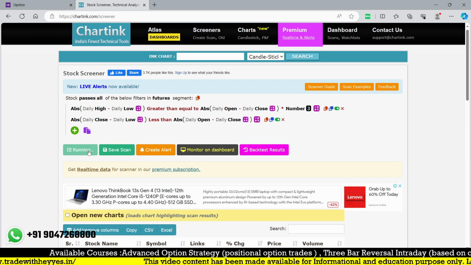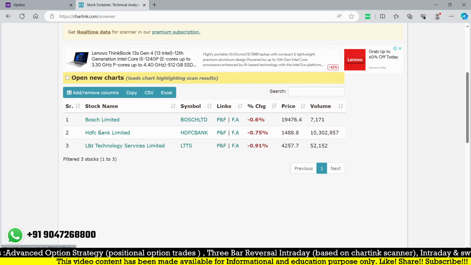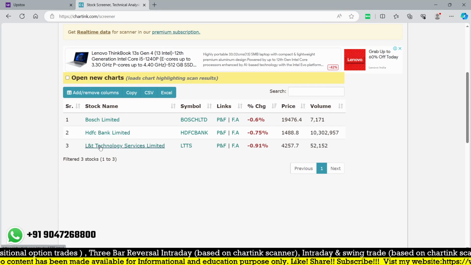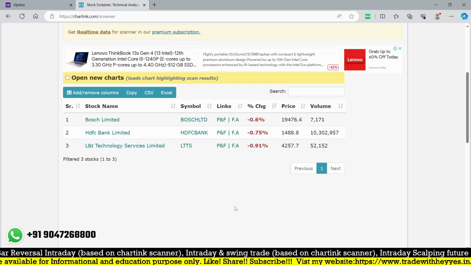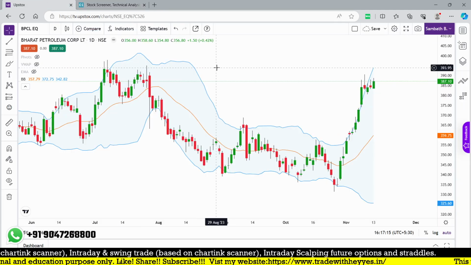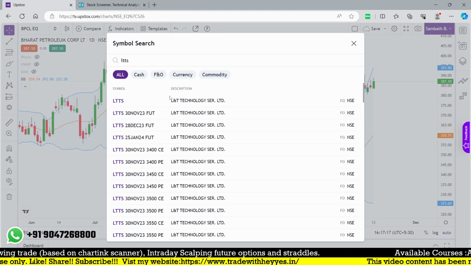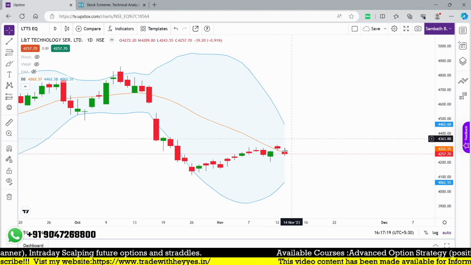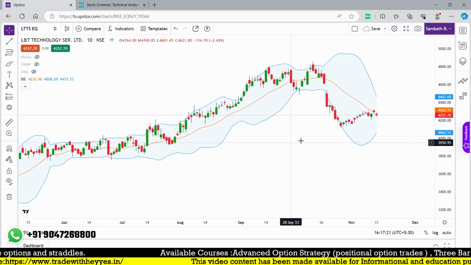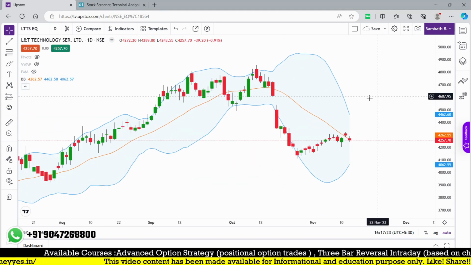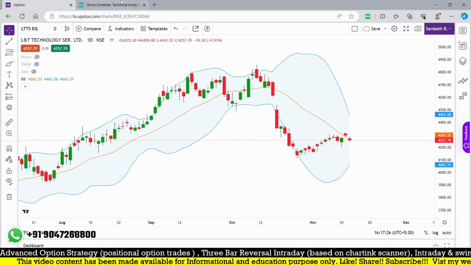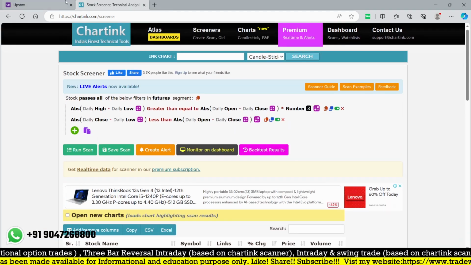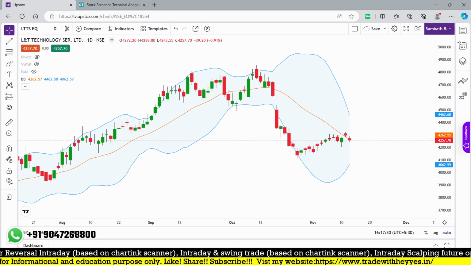Okay, so if I run the scan today, Bosch, HDFC, LNT, LTTS, these are all the stocks forming a shooting star kind of candle. So let me go for LTTS today. The market is closed, so looking for a kind of shooting star, and it is not an exact shooting star, but it looks like what we are exactly giving you as the conditions. So three times. Okay, and the next one which I'm looking for, what?